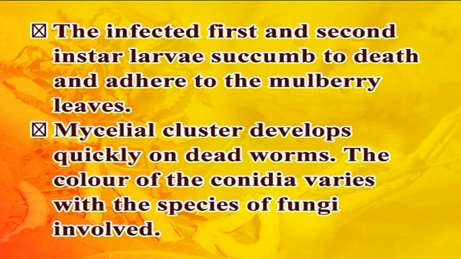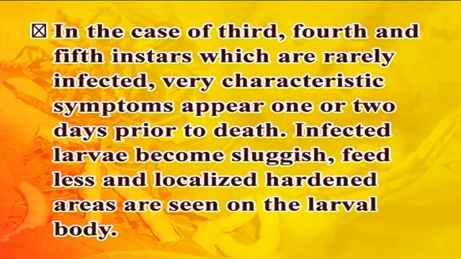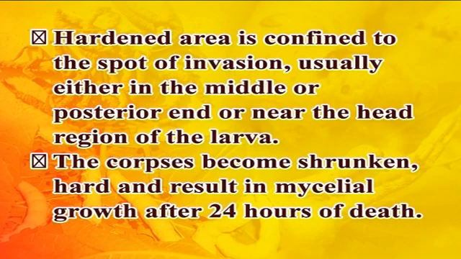Mycelial cluster develops quickly on dead worms. The color of the conidia varies with the species of fungi involved. In the case of third, fourth and fifth instars, which are rarely infected, very characteristic symptoms appear 1 or 2 days prior to death. Infected larvae become sluggish, feed less, and localized hardened areas are seen on the larval body. The hardened area is confined to the spot of invasion, usually either in the middle or posterior end or near the head region of the larva.